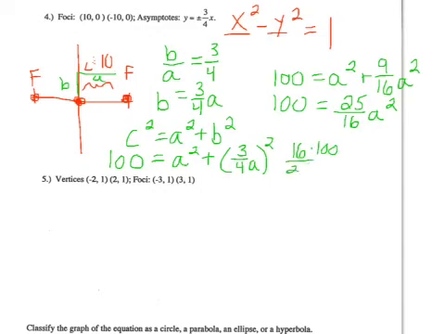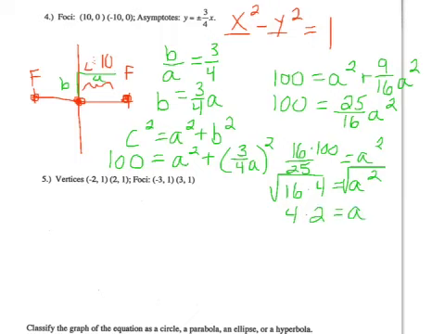So now we divide 100 by 25/16, or multiply by the reciprocal, and we get that a squared equals 16 times 4. And when we take the square root of that, little trick, you can take the square root of 16, which is 4, and multiply it by the square root of 4, which is 2. So we find out that 8 equals a. Yay, finally we have some information.